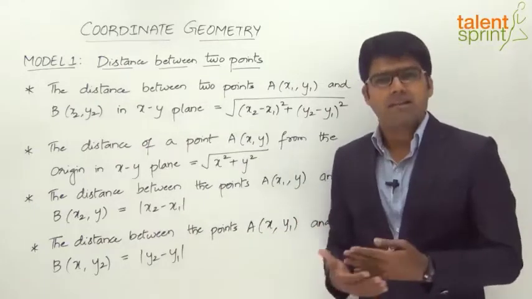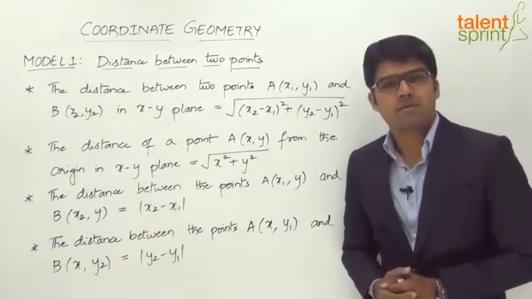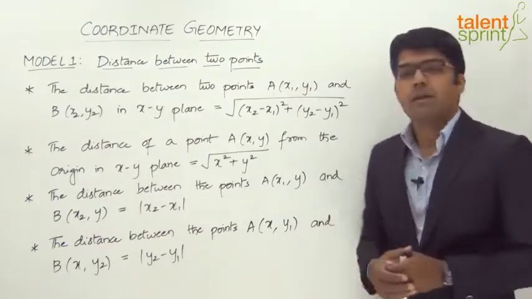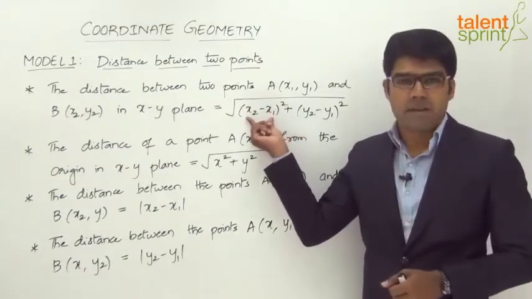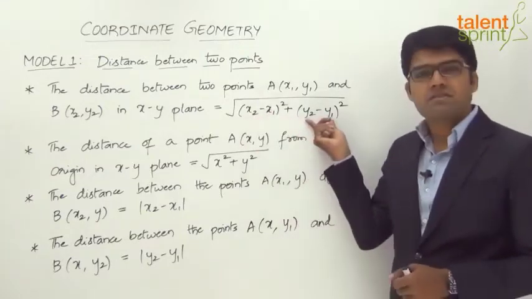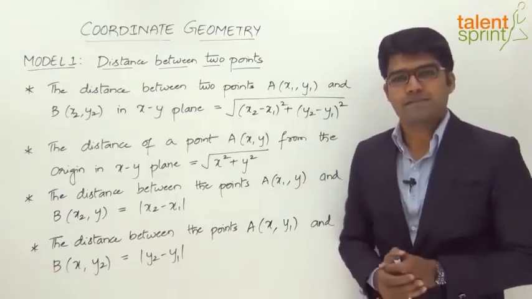What is an xy plane? A Cartesian plane. Is equal to root over x2 minus x1 whole square plus y2 minus y1 whole square. So we simply need to take the square of the differences of abscissa plus the square of the differences of ordinates under root to get the distance between the 2 points.